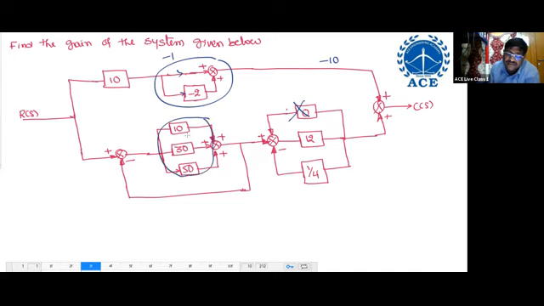Parallel means what you will get? 10 plus 30, 40. 40 plus here 50. How much? 90. So 90 divided by, this is again a loop, na? Feedback path. So 1 opposite sign of feedback plus numerator term 90. That means what you are getting? 90 by 91. Approximately 1.